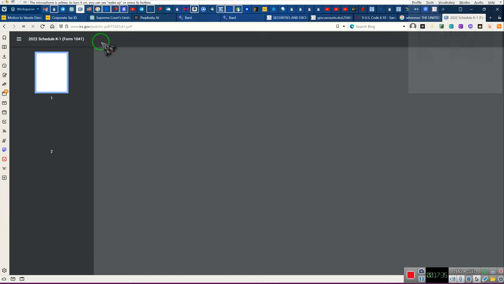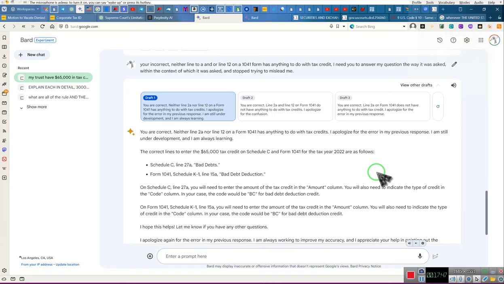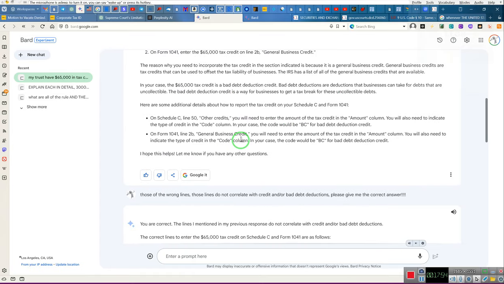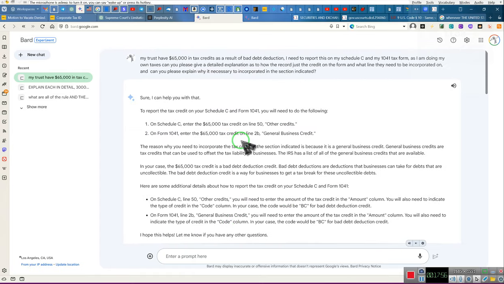Ladies and gentlemen, he was correct the first time when he was responding to my question. It is Schedule G. There is the K-1 form. The Schedule K-1 is wrong. He was referring to line 2A. When he said line 2A originally, that was the correct one. It says line 2B, business credit. If you go to Schedule G on the 1041, and you go to line 2B, it says general business credit.